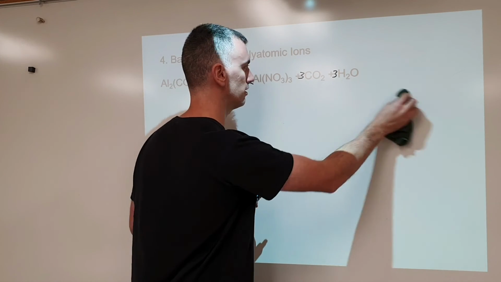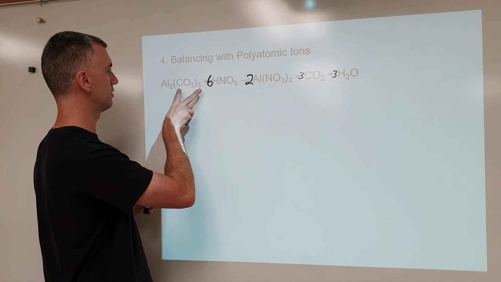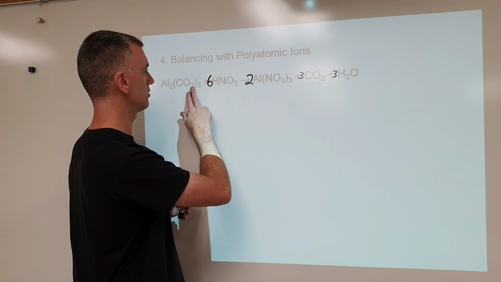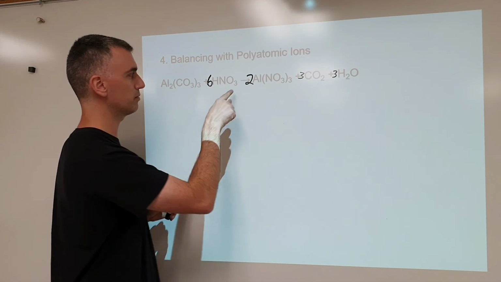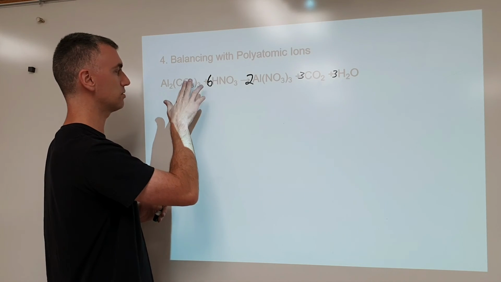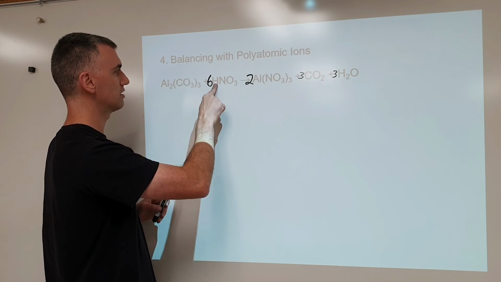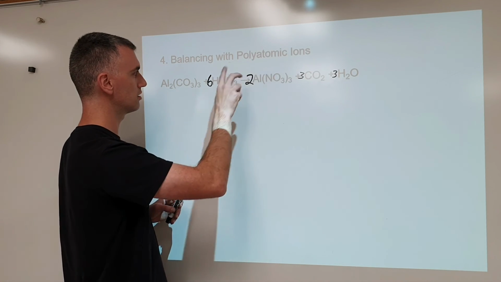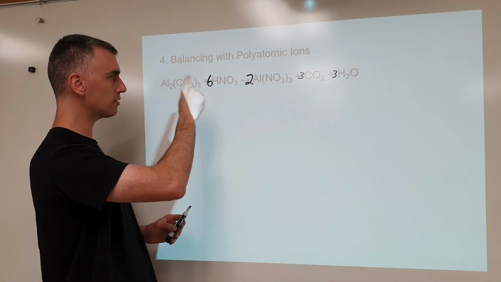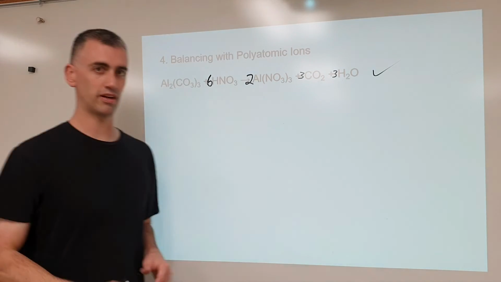So by doing that, look at what I've done. 2 aluminum, 2 aluminum. 3 carbon, 3 carbon. 9 oxygen, 9 oxygen. Now wait, remember, I didn't count this as part of the oxygen because when you count it as nitrate, you don't count it again. Okay, so 9 oxygen, I exclude that because it's part of the nitrate. So 9 oxygen, 9 oxygen. 6 hydrogen, 6 hydrogen. 6 nitrate, 6 nitrate. So going through things one at a time, I have checked that everything balances out, and this is a correctly balanced equation.